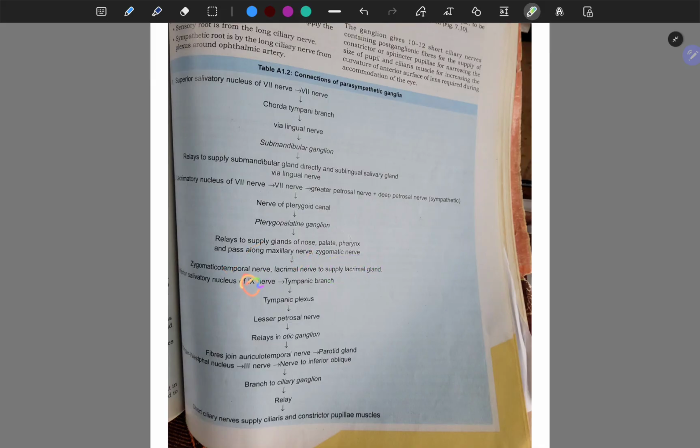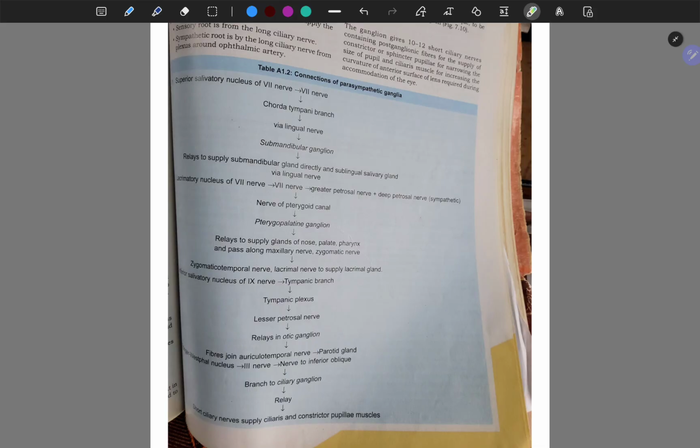The inferior salivatory nucleus of the glossopharyngeal nerve gives rise to the tympanic branch, which forms the tympanic plexus, which gives rise to the lesser petrosal nerve, which relays in the otic ganglion. From there the postganglionic fibers join the auriculotemporal nerve, which is a V3 division, which supplies the parotid gland.